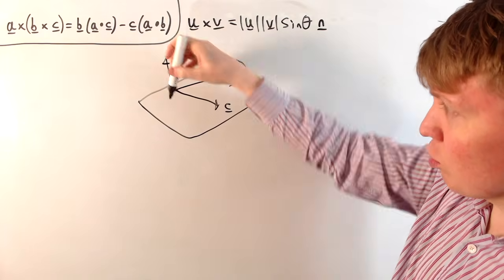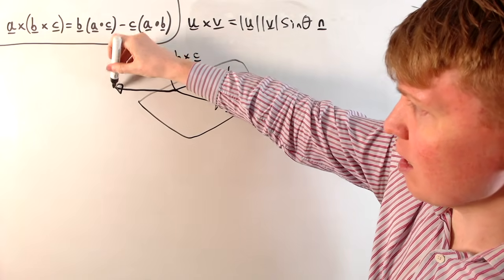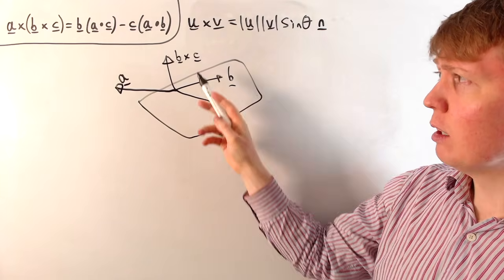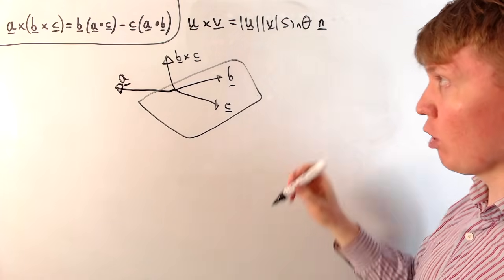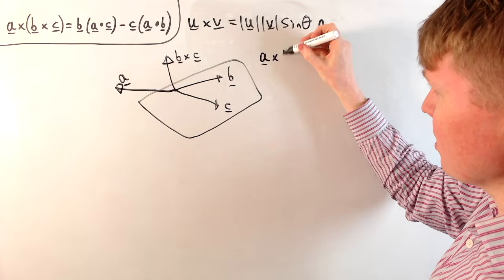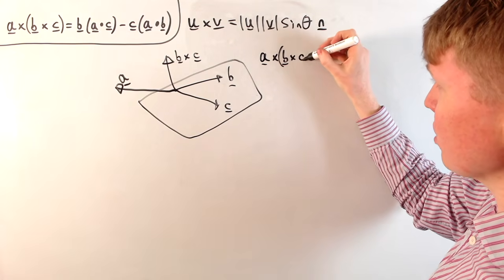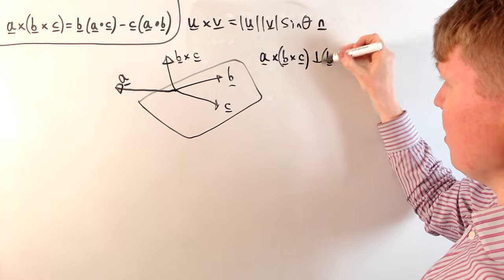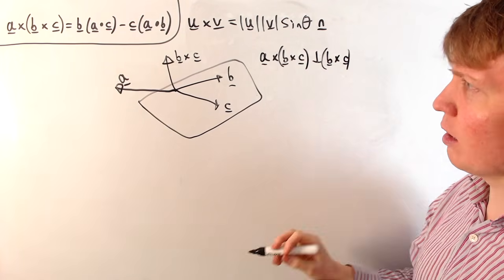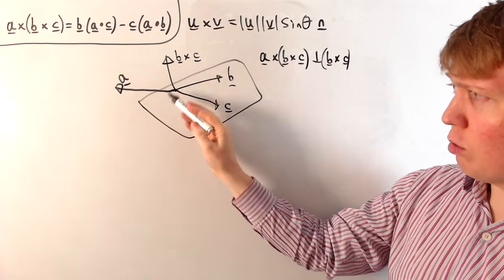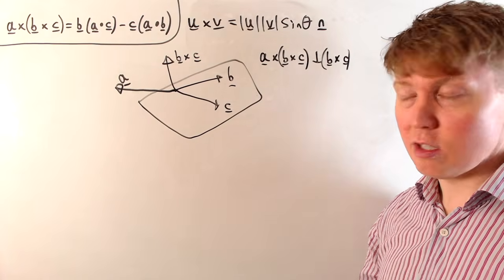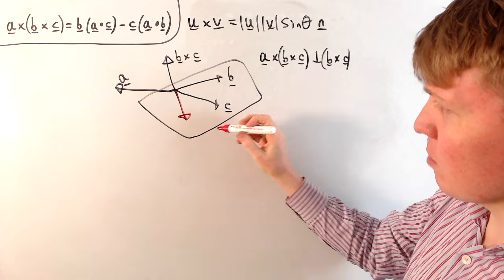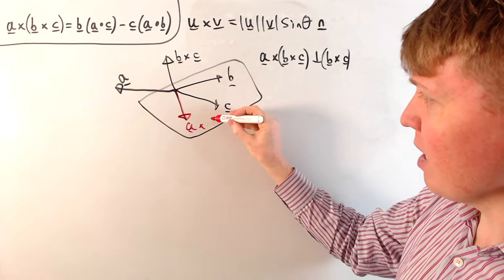If we also were to draw a in, let's imagine a goes here, for example, then this vector a cross b cross c is going to be perpendicular to b cross c. Symbolically, we can say a cross (b cross c) is perpendicular to b cross c, where this symbol just means that they're perpendicular. And if it's perpendicular to the normal to this plane, this means that the vector a cross (b cross c) is actually going to be contained in this plane. We can imagine it might go here, for example.